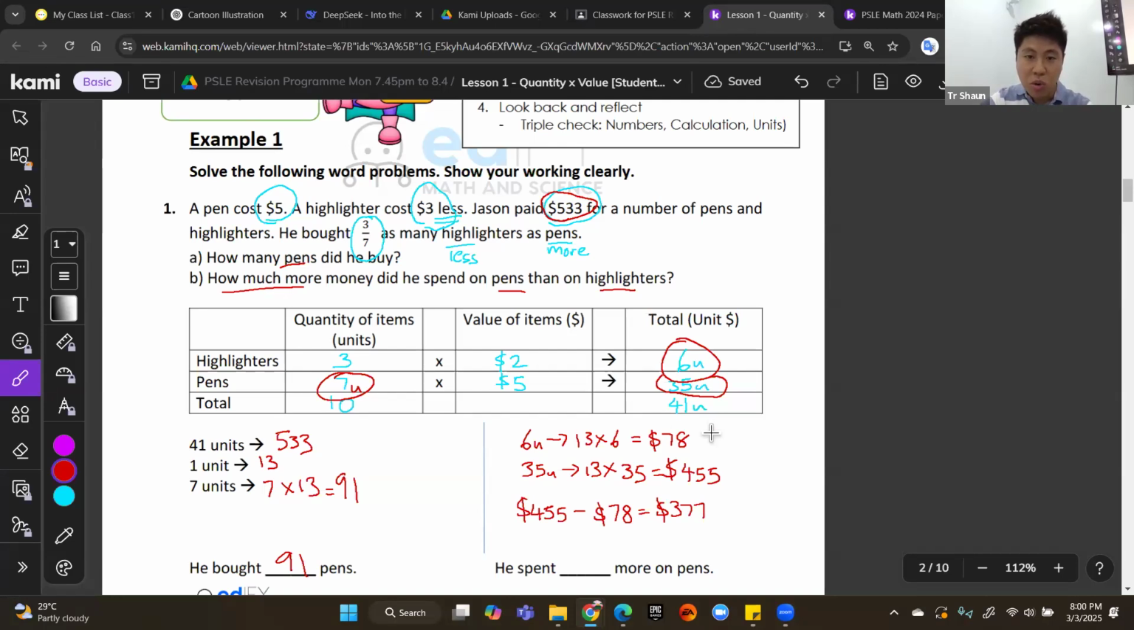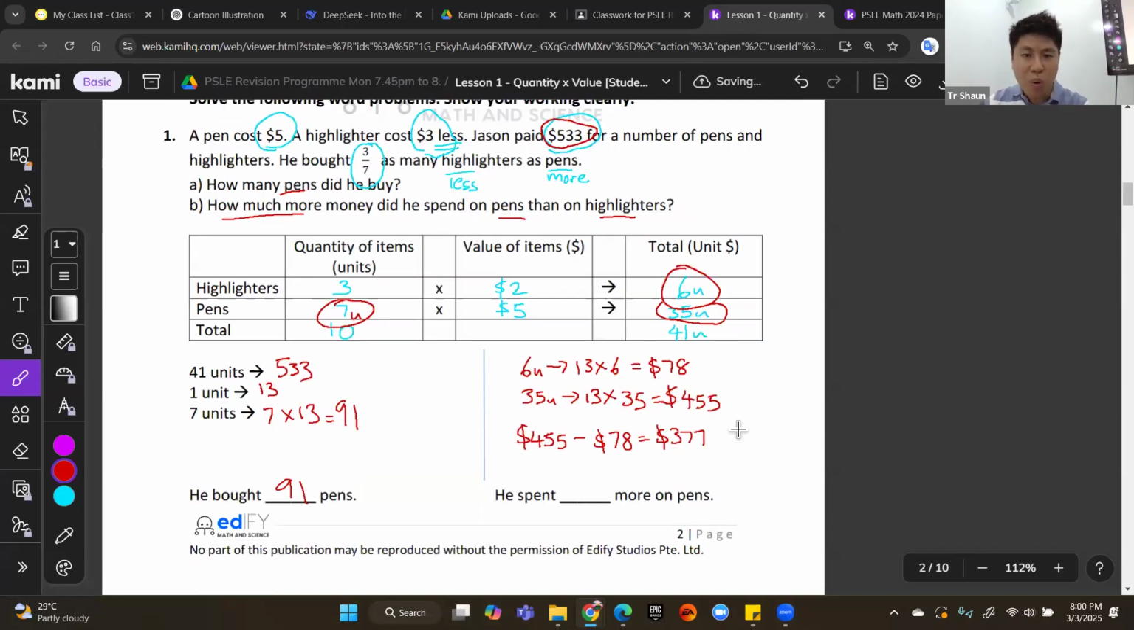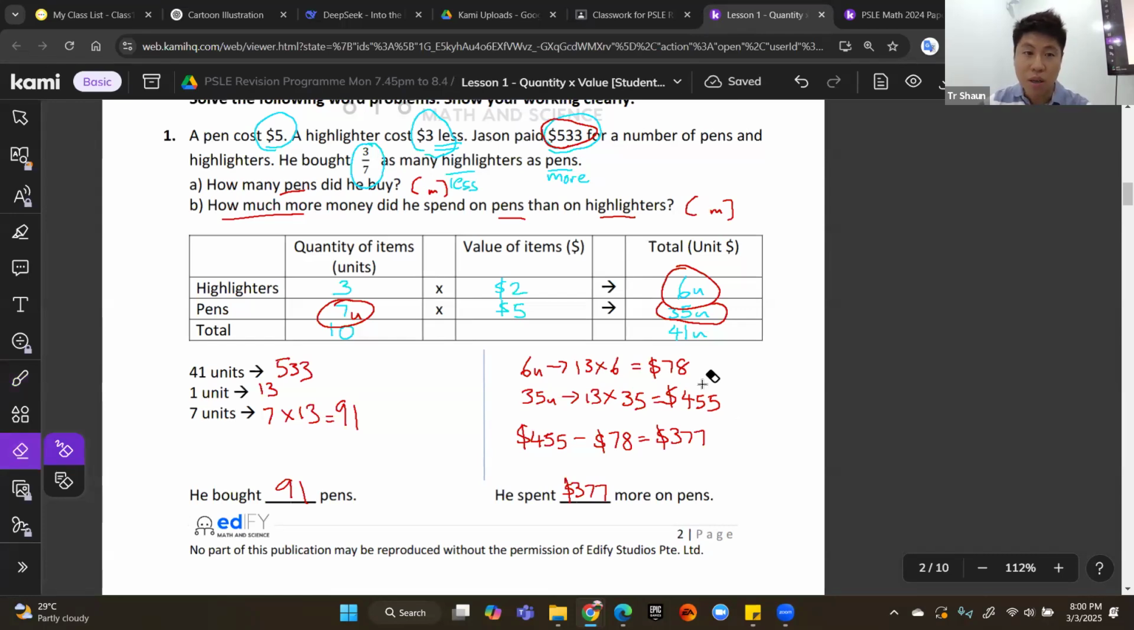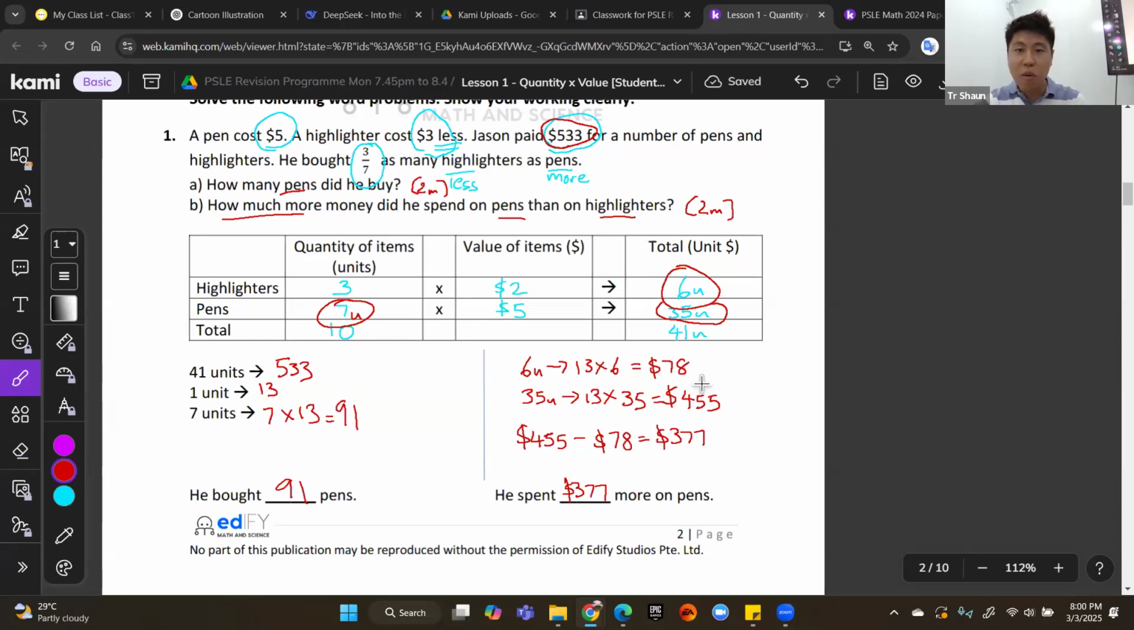Okay, all right. So as I said, this kind of quantity times value question usually in PSL is 4 marks. You can see over here it's 1 mark, and over here is 3 marks. But for this question, I think I will put it as 2-2. So this question is 4 marks. Make sure you are able to do it well. Okay, great. Very good.